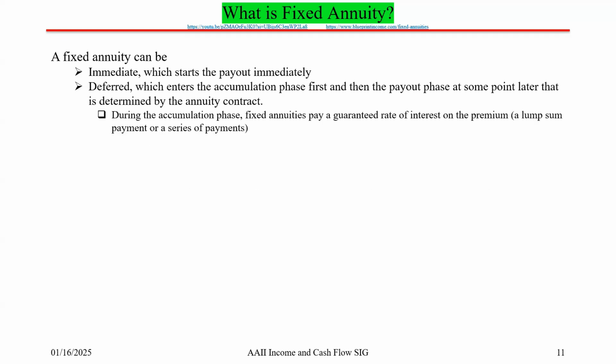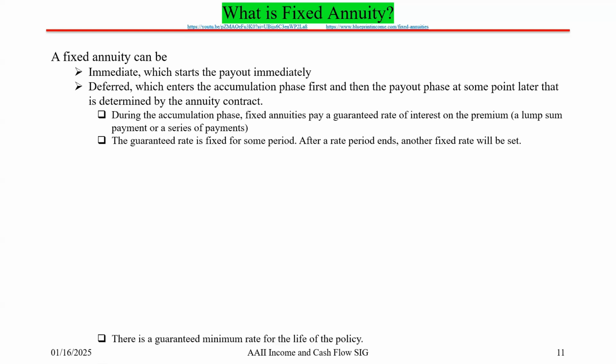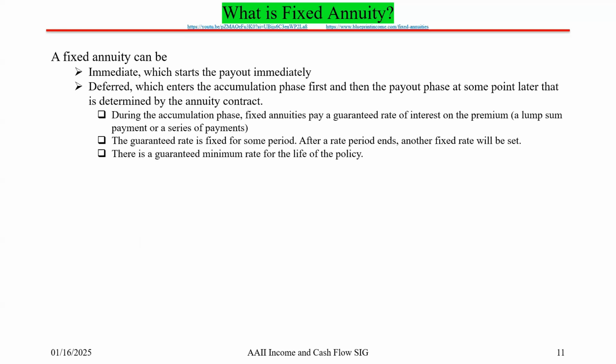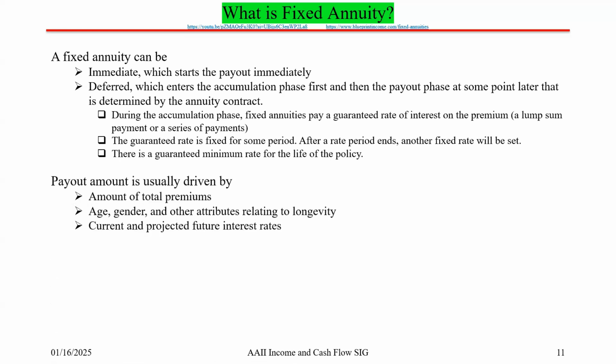So during the accumulation phase, a fixed annuity pays a guaranteed rate of interest. A lot of times, if you defer for a long time, they set this fixed rate for periods, like a CD. Nobody can guarantee a fixed rate for very, very long without a lower rate. There's a guaranteed minimum rate for the life of the policy, and that's in your contract. Generally, that's much lower than the current rate. The payout amount is usually driven by the total premiums that you pay, age, gender and other factors, as I think we talked about.